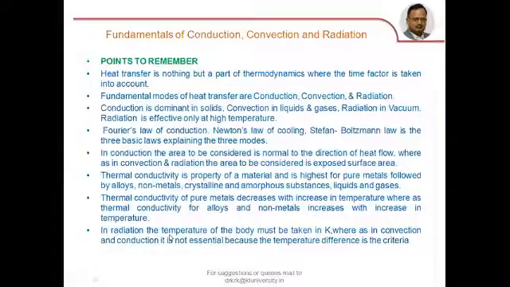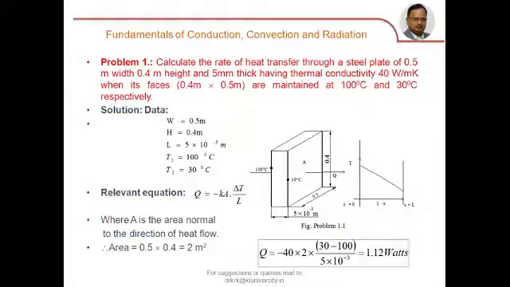And in radiation, while using the equation Q equal to sigma A T to the power 4, or epsilon sigma A (Ts to the power 4 minus T alpha to the power 4), the temperature of the body must be taken in Kelvin, whereas in convection and conduction it is not essential, because these two are governed by temperature difference. Whether you take the temperature in Kelvin or degree Celsius, the temperature difference remains the same, hence there is no criteria there. So this is the first part, which dealt with the fundamentals of conduction, convection and radiation.